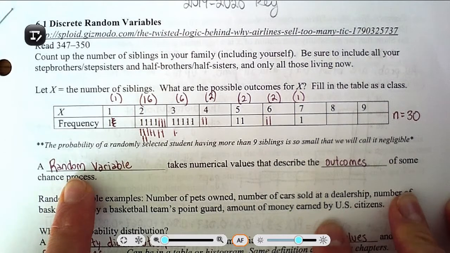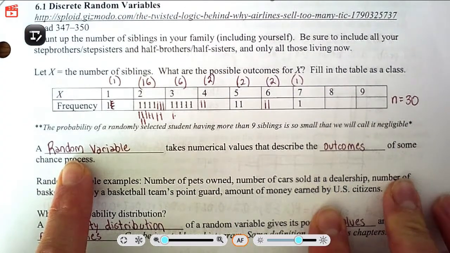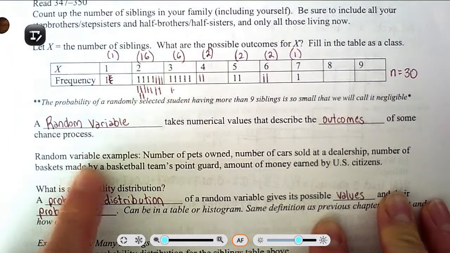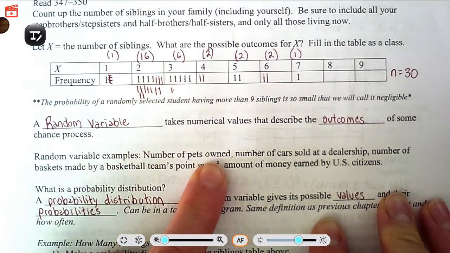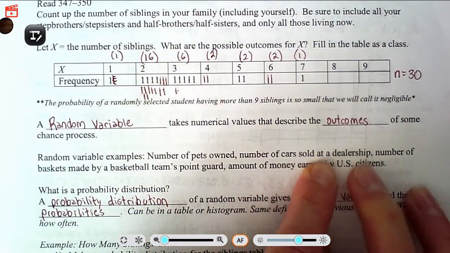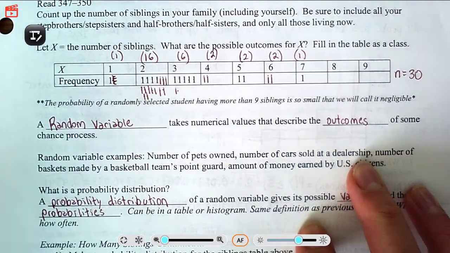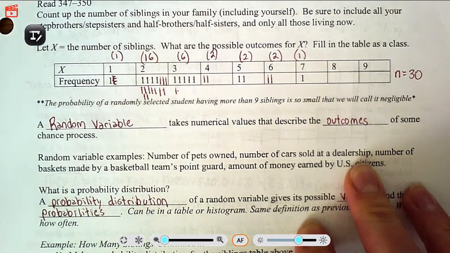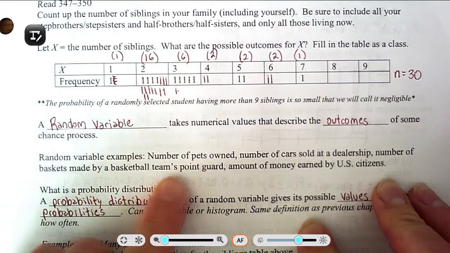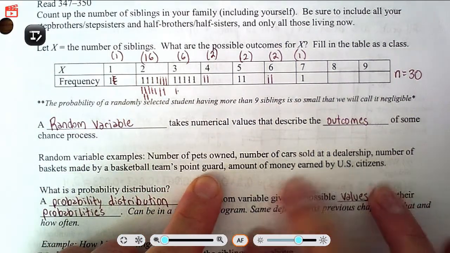A random variable takes numerical values that describe the outcomes of some chance process. Random variables example: the number of pets owned. You can have 0 pets, 1, 2, 3, 4, and many pets. The number of cars sold at a dealership. How many cars were sold today or sold this month? That can be a random variable taking on something from like 10 to maybe 200. The number of baskets made by a basketball team's point guard. The amount of money earned by a U.S. citizen.